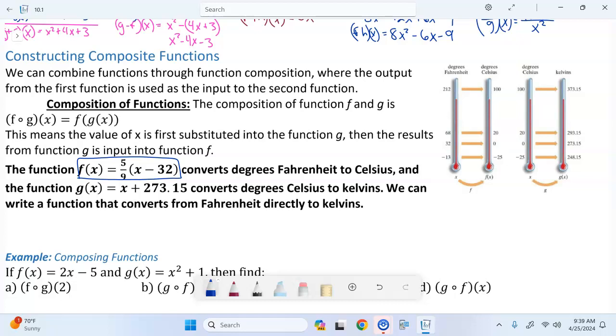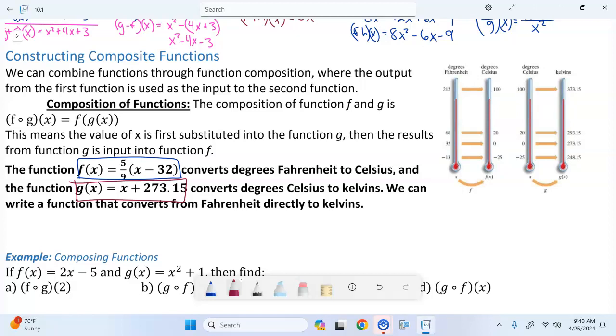I can then take that same 10 degrees Celsius and plug it into a new formula that converts the 10 degrees Celsius into degrees Kelvin by adding 273.15. And so I get 283.15 degrees Kelvin. So I started with 50 degrees Fahrenheit. I converted the Fahrenheit into Celsius, and then I converted the Celsius into Kelvin.